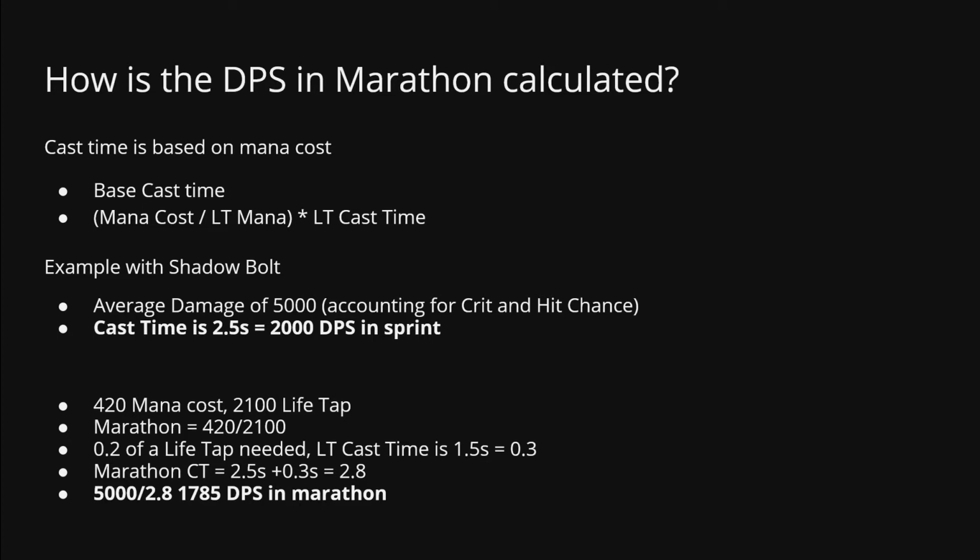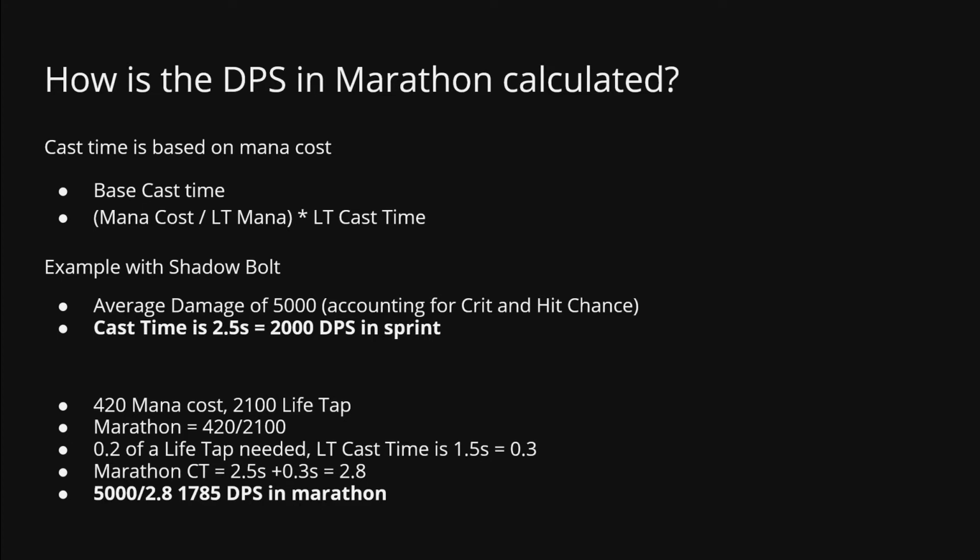If you take this marathon cast time and your actual damage, which is essentially the same as your sprint damage, and you divide it by your new cast time, you arrive at your marathon DPS. There's an example here below where, let's say, accounting for crits and hit and everything alike, your Shadow Bolt is doing 5,000 damage when it hits. So your cast time of your Shadow Bolt, talented, no haste or anything special like that, is 2.5 seconds, which results in doing 2,000 DPS in sprint.